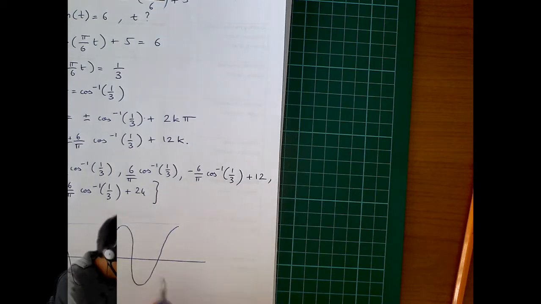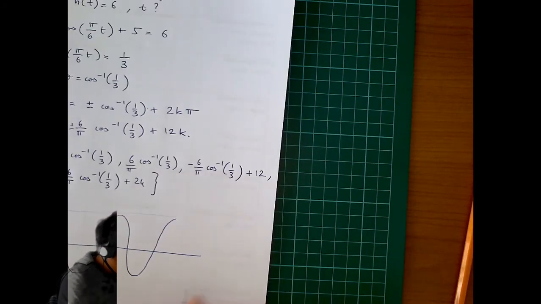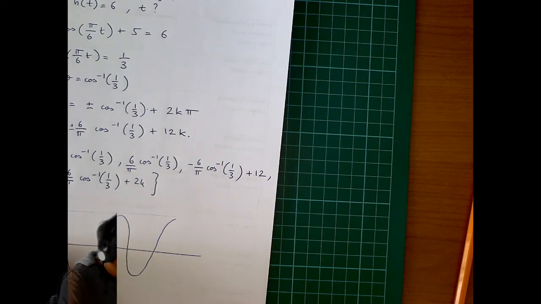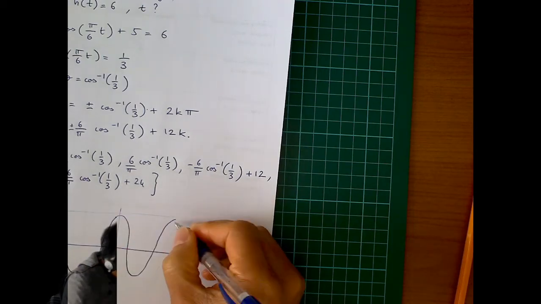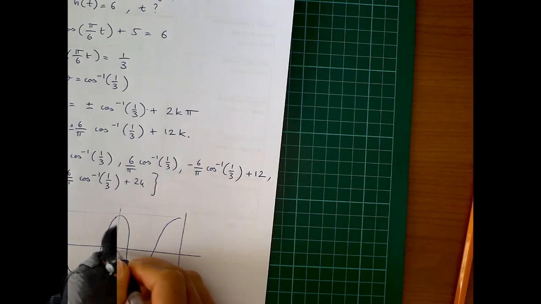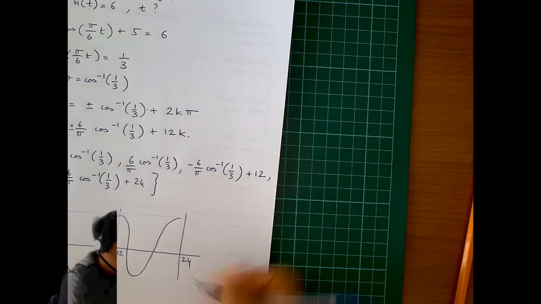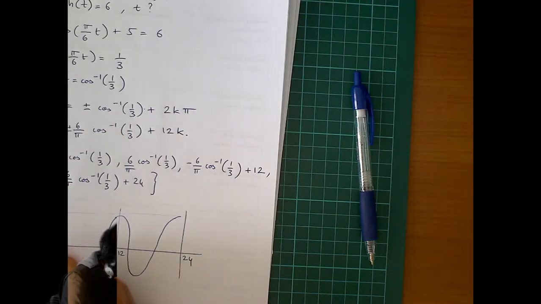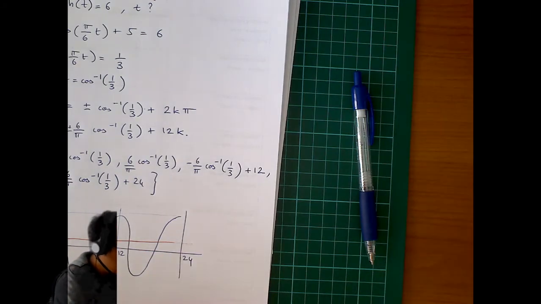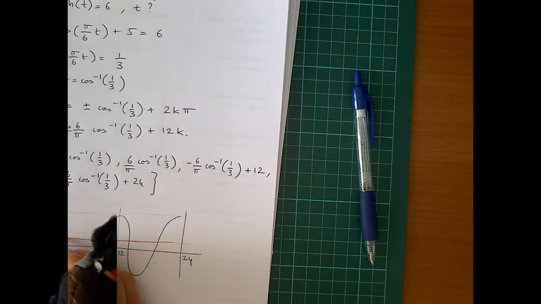5 is, oh, I did it wrong, but that's okay. I'm just going to change the value. So that's my 5. That's not the x-axis. Now that's 0. That's one cycle. That's another cycle. So that's 12, and that's 24. Now if I say h equals 6, so that's going to be like that. You draw that line. It intercepts. That's the first. This one. So that's the first.